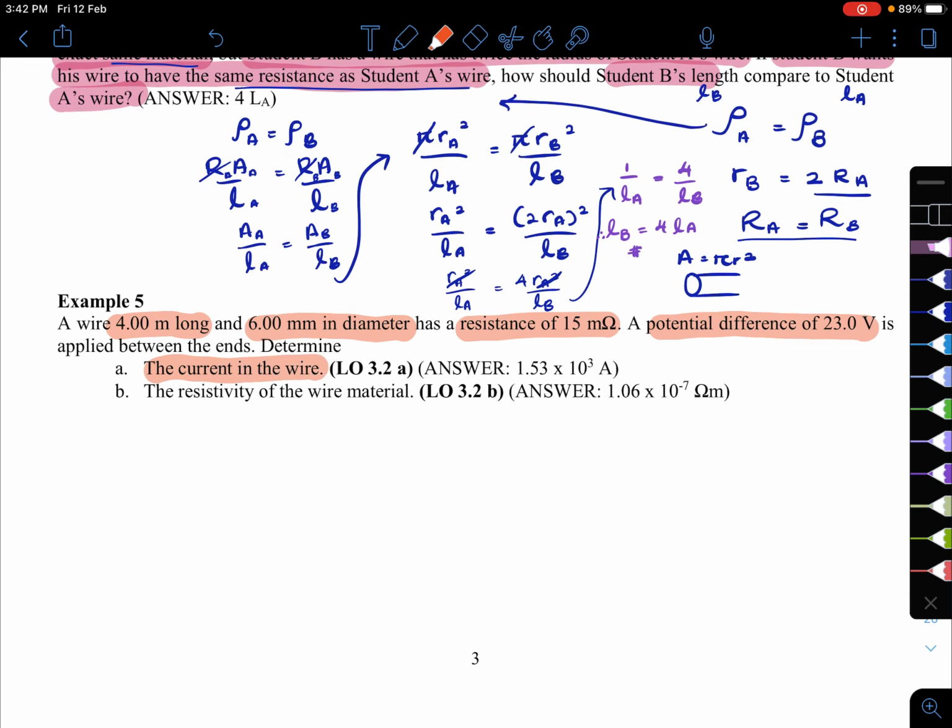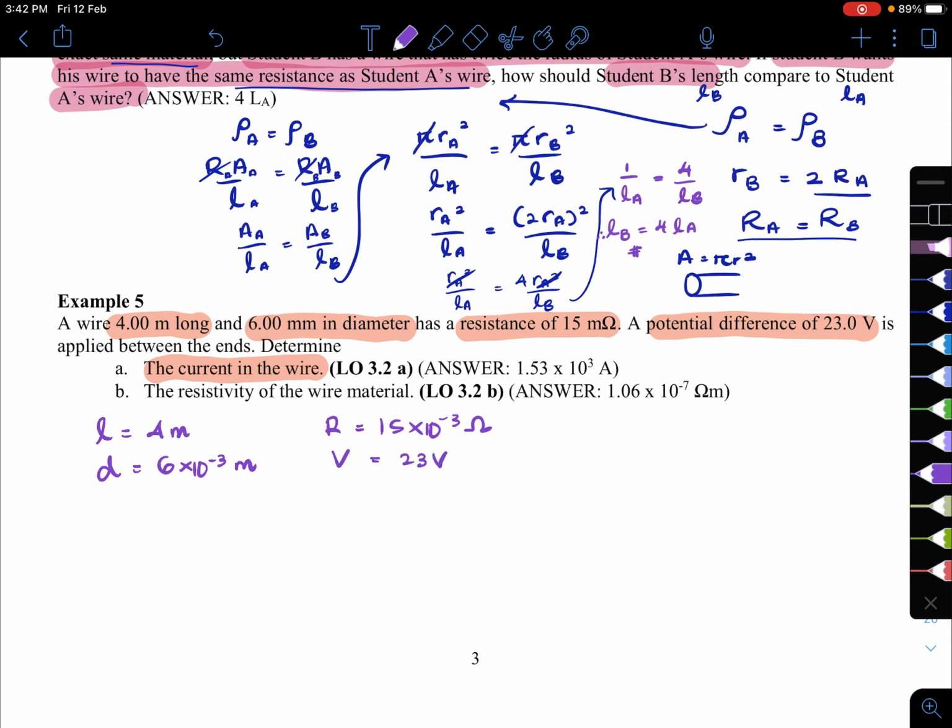Okay. So apa-apa pun I like to list down all the important things. Itu kita tahu length sama dengan 4 meter. And then diameter sama dengan 6 darab 10 kuasa negatif 3 meter. And then we have resistance 15 darab 10 kuasa negatif 3 ohm. And then V is equals to 23 V.